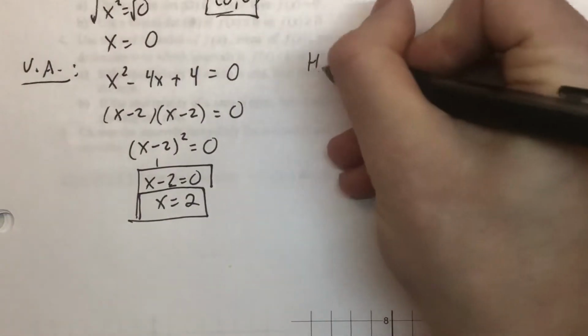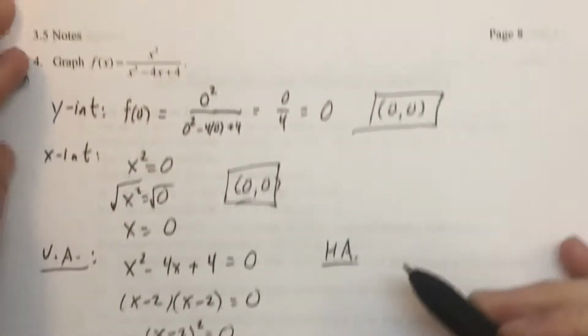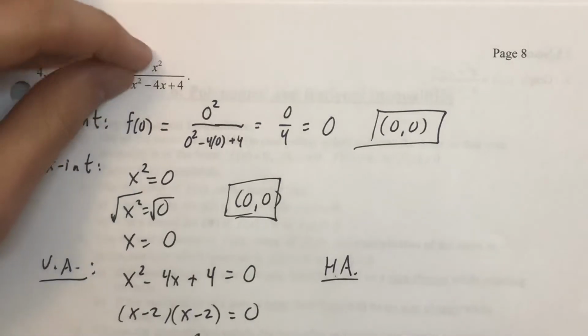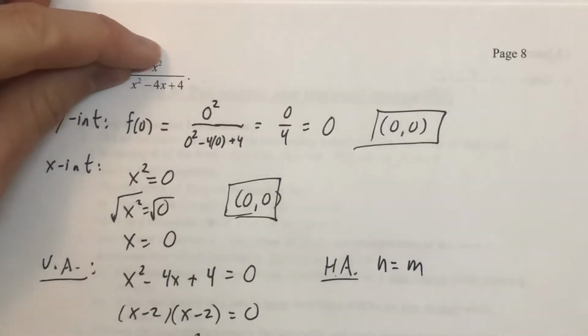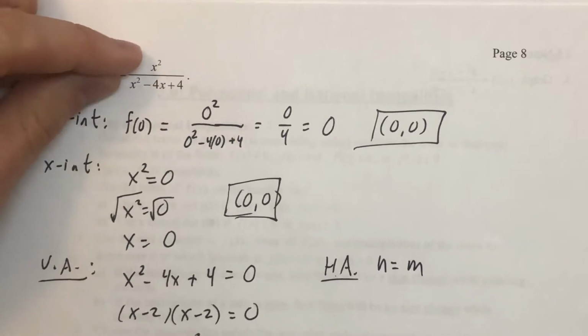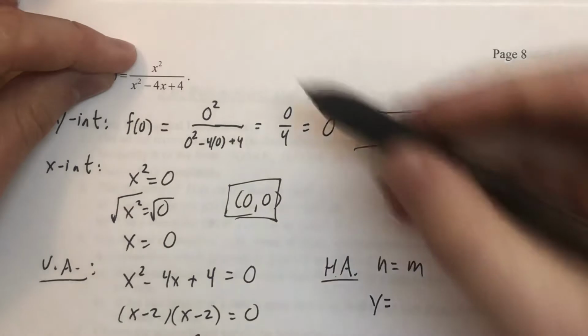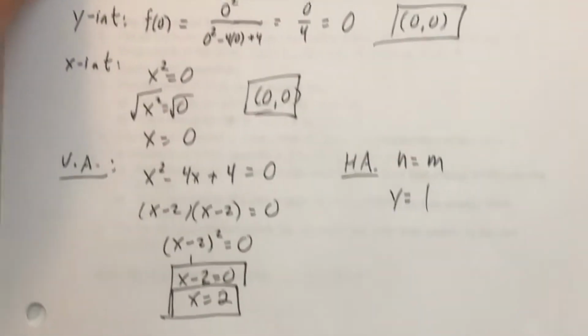And then over here, for the horizontal asymptote, notice another situation where we're looking at x squared over x squared. So n and m are equal, right? N equals m. So we're going to again look at the ratio of the lead coefficients. So y equals, and so this is a 1x squared and a 1x squared. So it's going to be y equals 1.